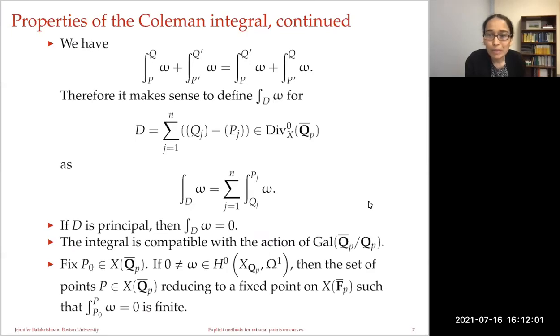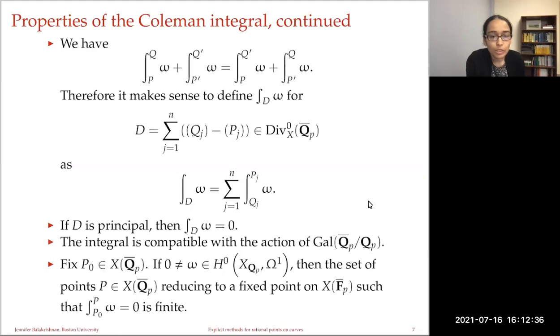Now we can also mix up our endpoints in the following way. So we integrate from p to q and then p prime to q prime. This is the same as the integral from p to q prime plus p prime to q. And so it's a sensible thing to define an integral along a degree 0 divisor as a sum of the corresponding integrals. And we can then compute integrals along principal divisors and show that they are 0. The integral is also compatible with the natural Galois action.